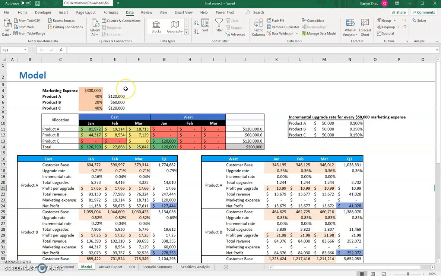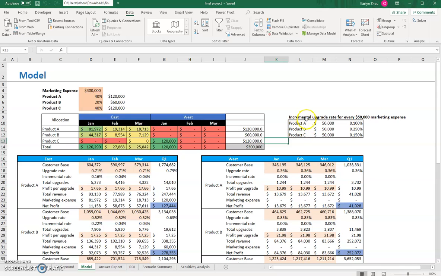Let's go to the model tab. As I mentioned, the marketing expense is 300,000, and these are the thresholds each individual product has to meet. I'm calculating the threshold here by using the percentage multiplied by the total marketing expense budget. Product A is 40%, product B is 20%, product C is 40%. This is a monthly allocation of the marketing expense for products A, B, C in the East and West regions. These are the thresholds they have to meet.